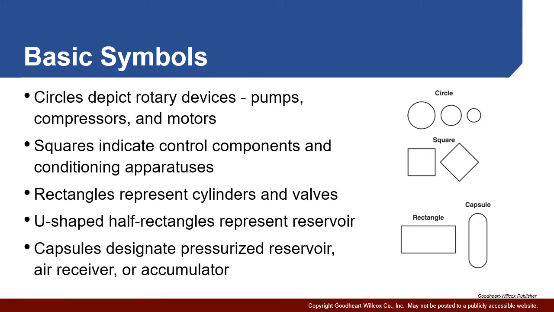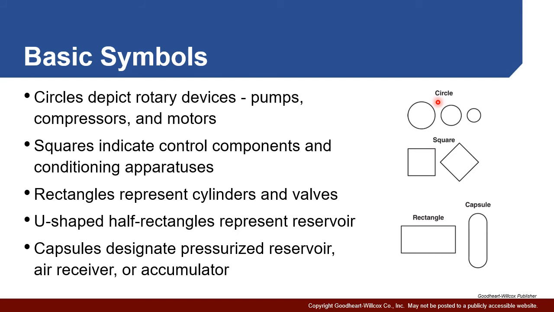In terms of our components, we try to use the shape to represent some of the functionality. So for example, when we draw something as a circle, this is going to be a rotary device of some type. There's going to be rotation involved. So the common rotary devices we're going to see are things like pumps, compressors, and motors. In terms of squares, they're going to indicate a variety of different types of control components, things like valves, etc.